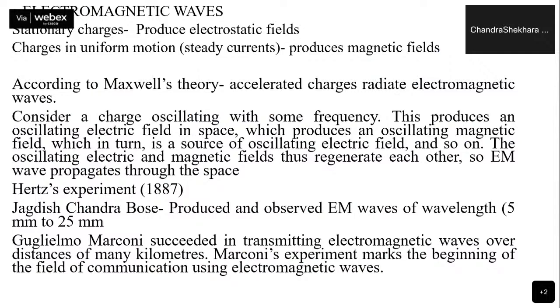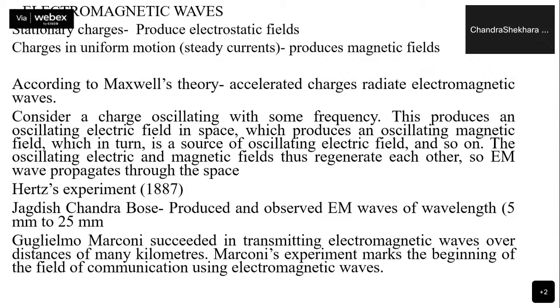You can do it otherwise also. A changing magnetic field can also produce an electric field. In the year 1887, Heinrich Hertz successfully produced the electromagnetic wave. That is known as the Hertz experiment. He produced as well as detected electromagnetic waves. Therefore, production and detection of electromagnetic waves was done for the first time by Heinrich Hertz.